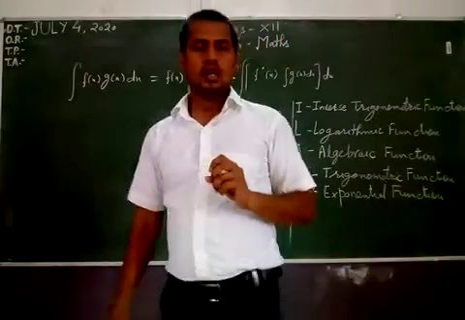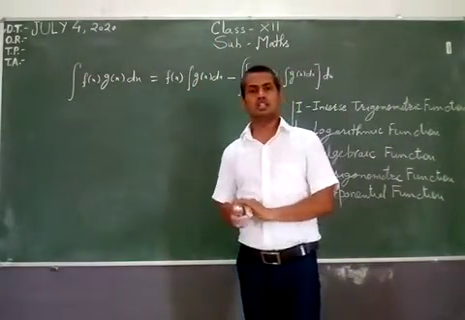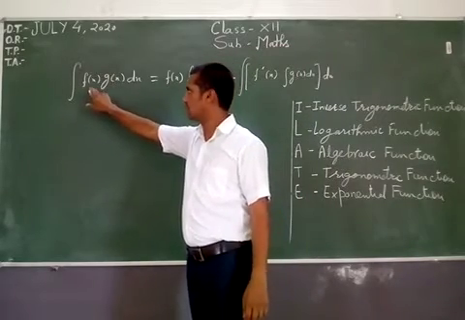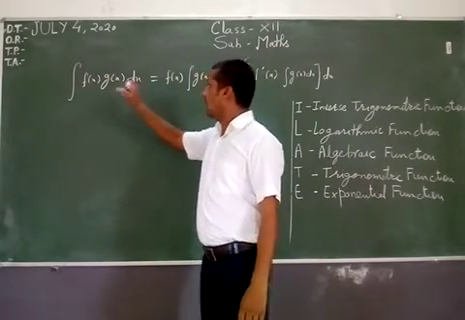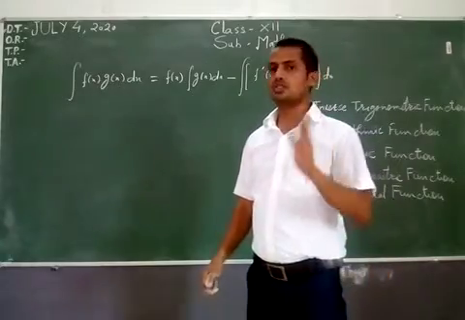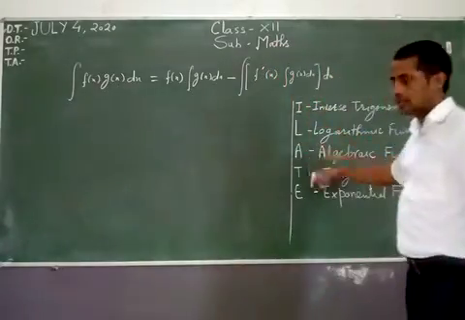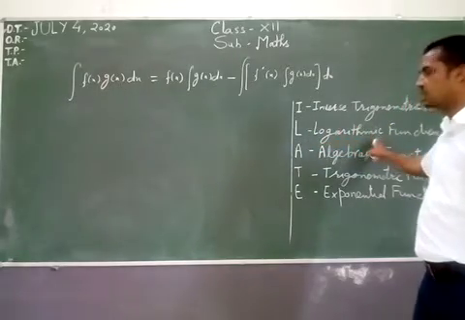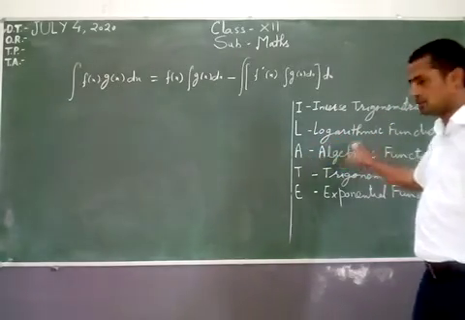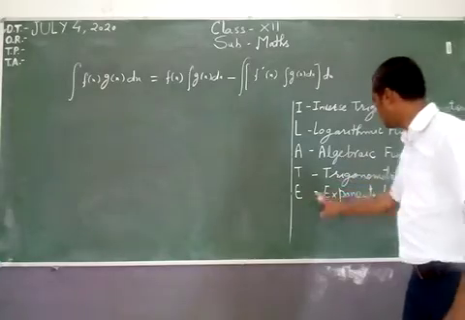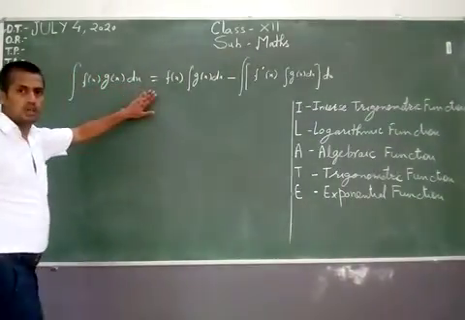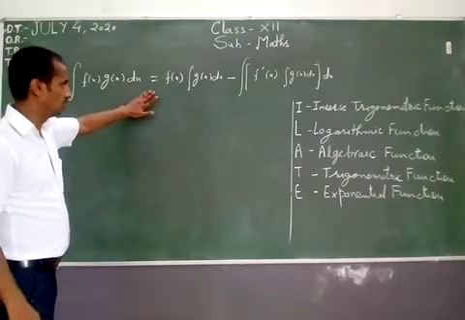Good morning. Today we will discuss integration by parts. Suppose that we have the functions f(x) and g(x) in multiplication. We can choose the first or second function according to the identity ILATE: I for inverse trigonometric function, L for logarithmic, A for algebraic, T for trigonometric, E for exponential. Then we can apply this formula to integrate two functions in multiplication.